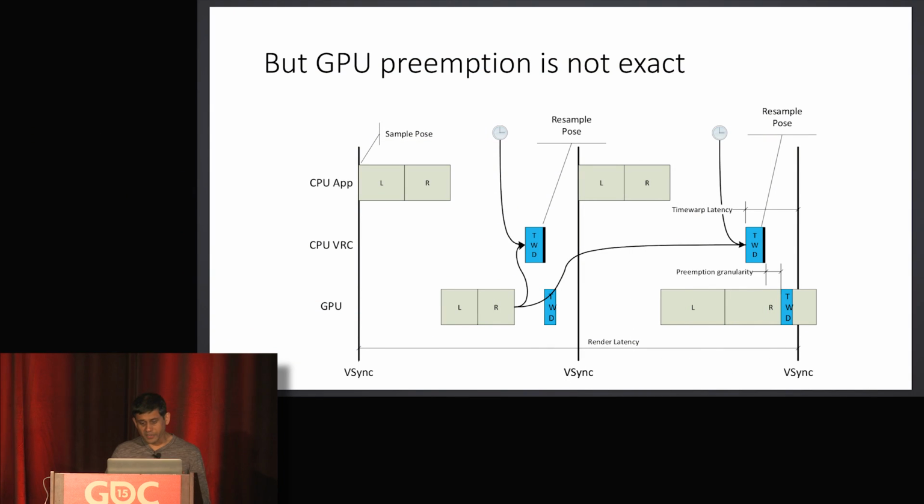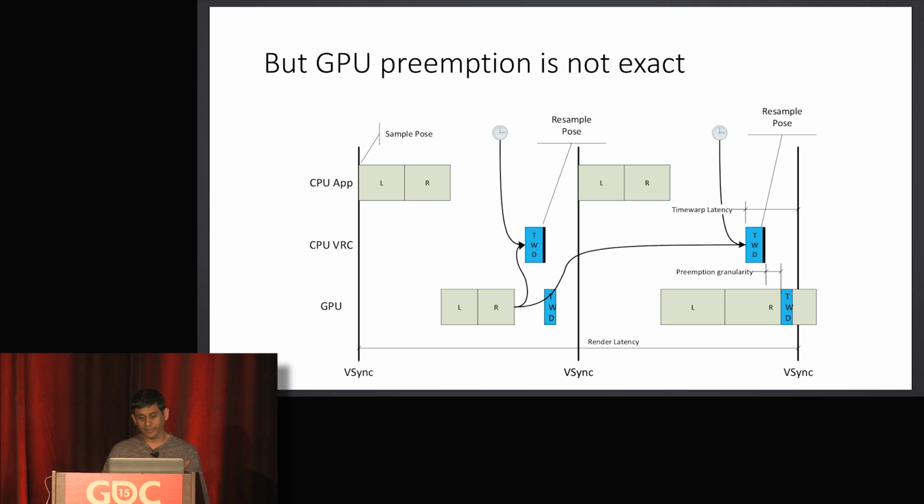Now, GPU preemption is not exact. So it typically takes some amount of time from the time we say we want to preempt it to the time it actually does the preemption and starts executing the higher priority thing. So to deal with that, we have to schedule our asynchronous time warp a little bit sooner, or a lot sooner depending on what the GPU preemption granularity is.